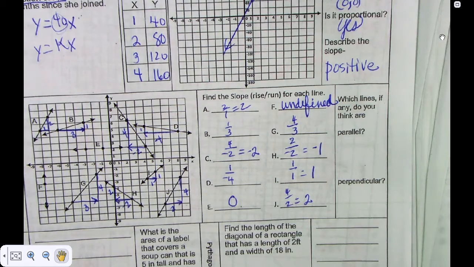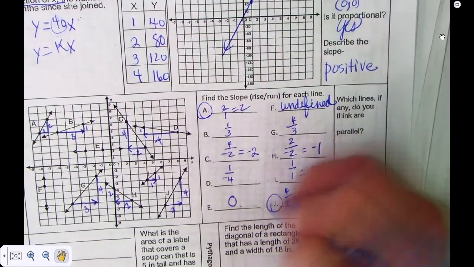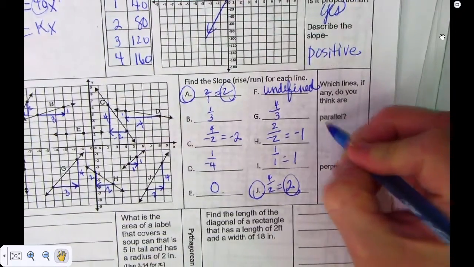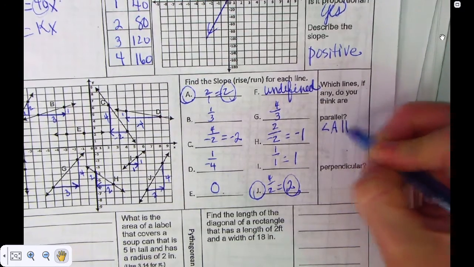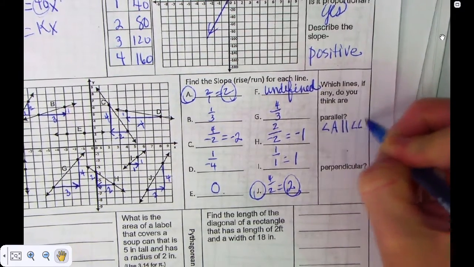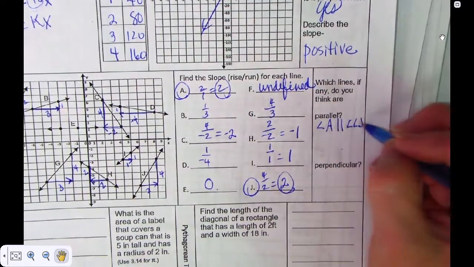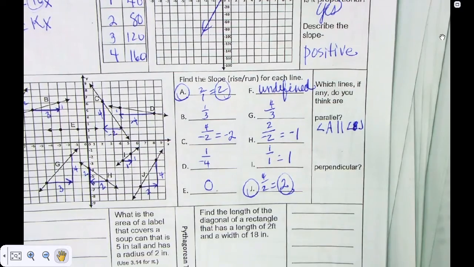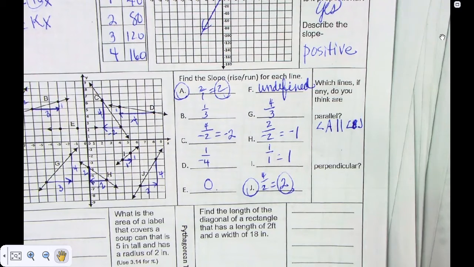Doesn't that make sense? So which two are parallel over there? Circle A and J. 2 and 2. So here's how you write it. Angle A, and look, do the parallel symbol like this. It's parallel to angle J. A is parallel to, oh, I put angle twice. That looks weird. Angle J. Now, are there any more that have the same slope? No.